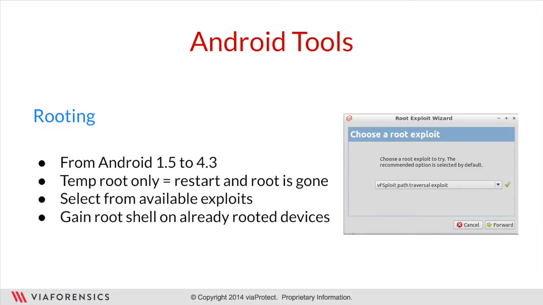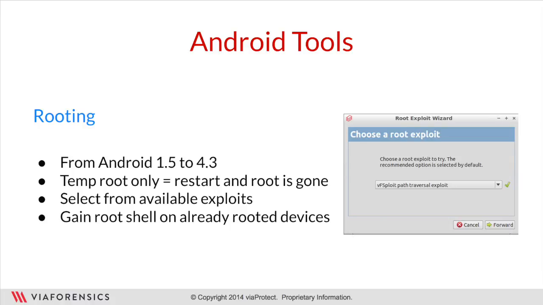Okay, so next is our root wizard. This is a really useful feature. I mean, we've got root exploits now that cover Android devices from 1.5 to 4.3. We've got a great R&D team here at viaForensics. They're always working to add more exploits to this. In the last few months, we've added 2 or 3 new exploits, and as I say, we've got several in the works at the moment.